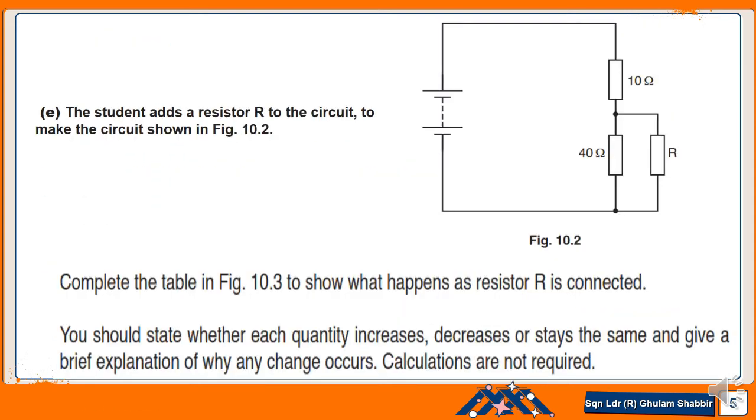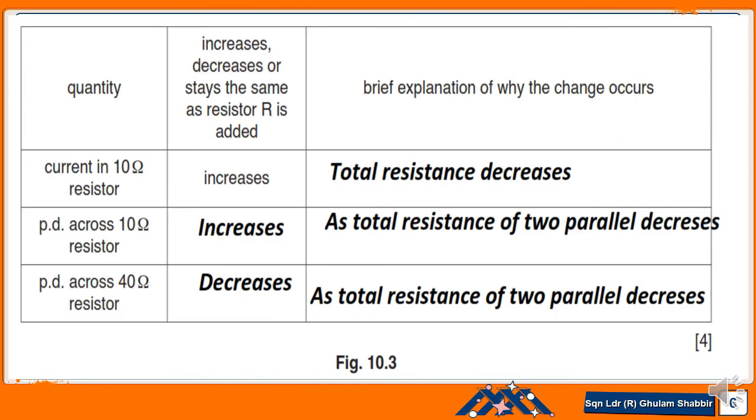All right. So there is another question: the student adds the resistor R to the circuit to make the circuit as shown in the figure. So he has added a resistor parallel to the 40 ohm. Interestingly, if we add a resistor in parallel to any resistor, then the total resistance of these two resistors is reduced, because they are in parallel, whereas in series the resistances add up. So we actually want to find the values remaining in the table.